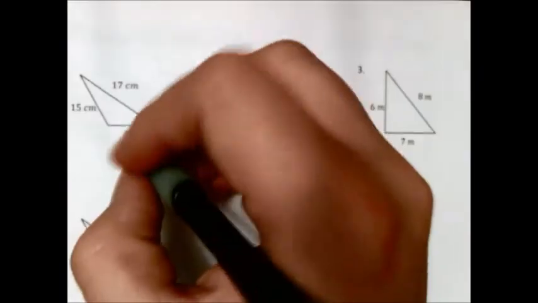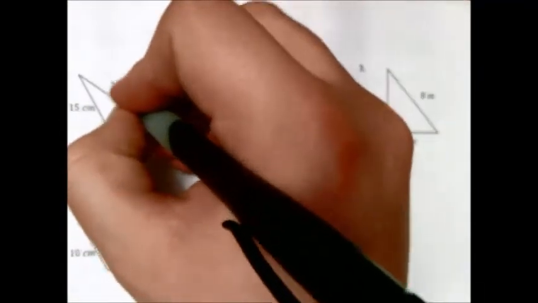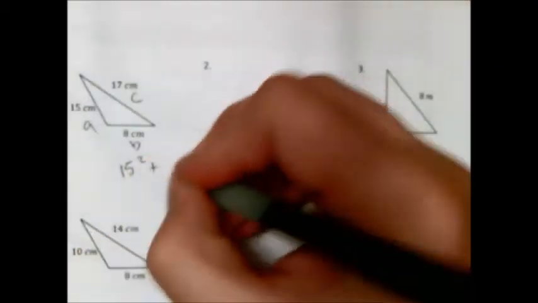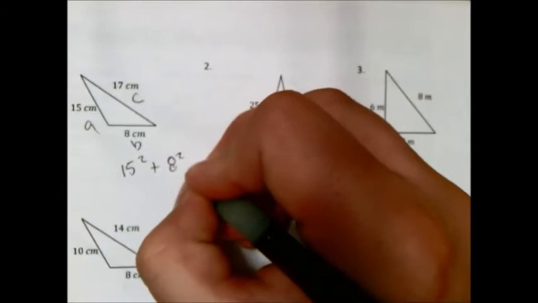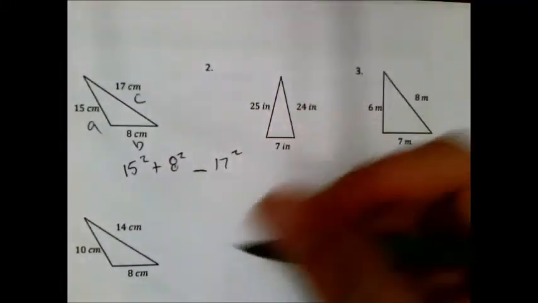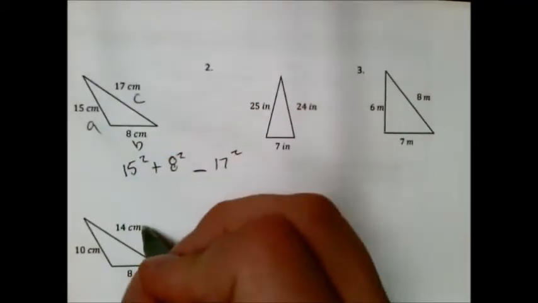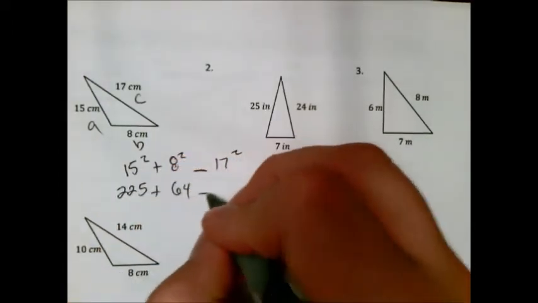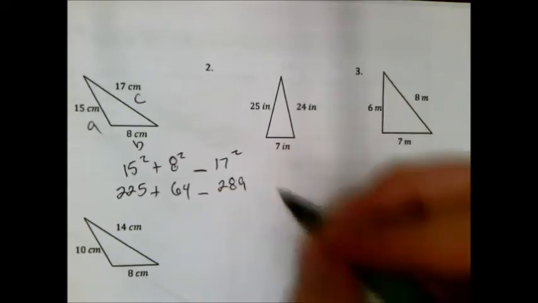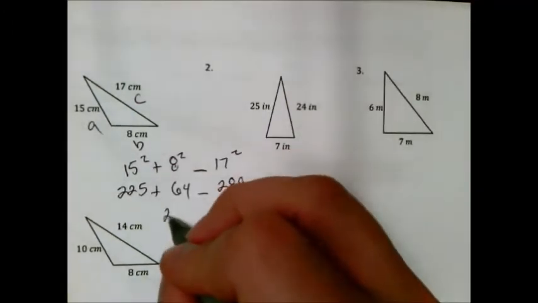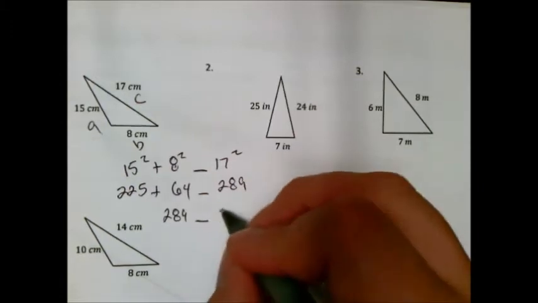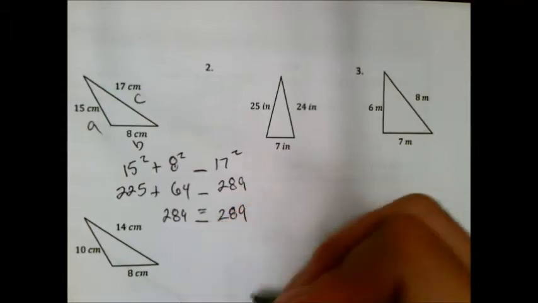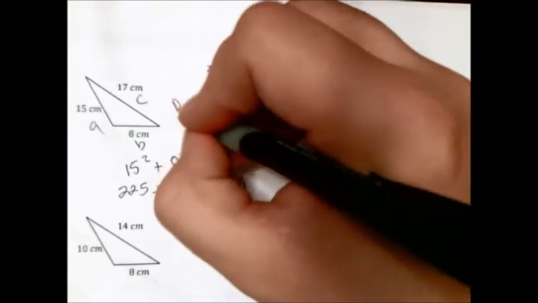Alright, so let's do this. Longest side C, A, B. So we're going to say that 15 squared plus 8 squared, we don't know yet, 17 squared. So this right here is 225 plus 64, 289. 289 does equal 289. So since they're equal, this is a right triangle.